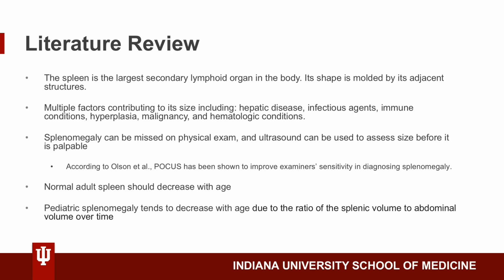For some brief overview, our spleen sits in the left upper quadrant as an intraperitoneal organ made of red and white pulp. It's our largest secondary lymphoid organ, and its shape can be molded by the organs and tissue surrounding it. Multiple factors contribute to its size, including many disease states, but hepatic disease and infectious agents are just to name a few. From the literature, we know that splenomegaly is easily missed on physical exam.